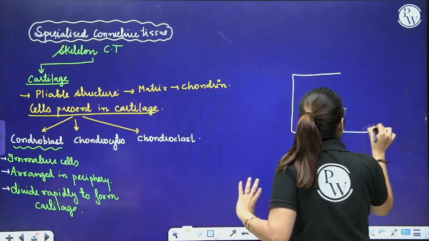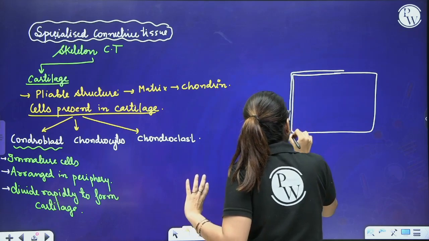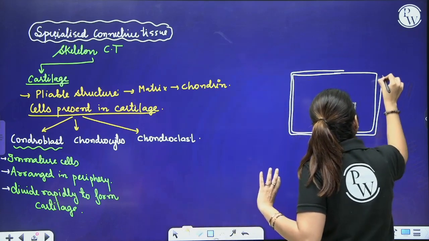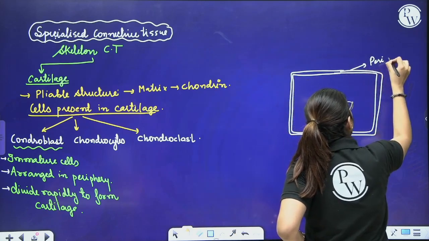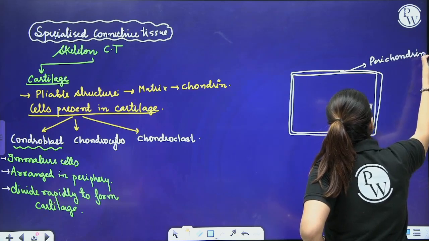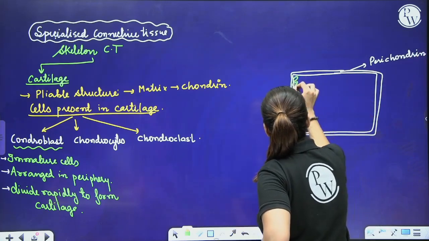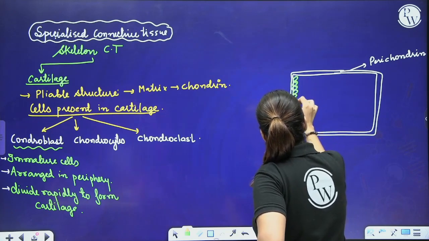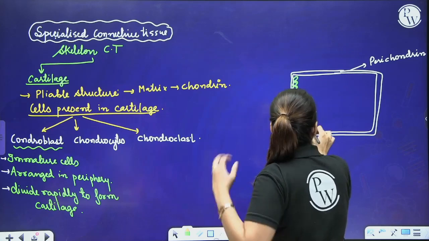This is a layer, the outermost layer of the cartilage, which is termed as the perichondrium. Perichondrium, the outermost layer. Now, these cells are arranged like this. These are the chondroblast cells.